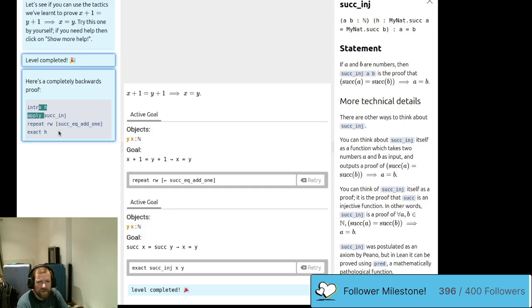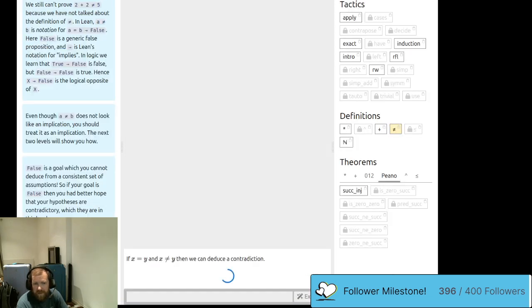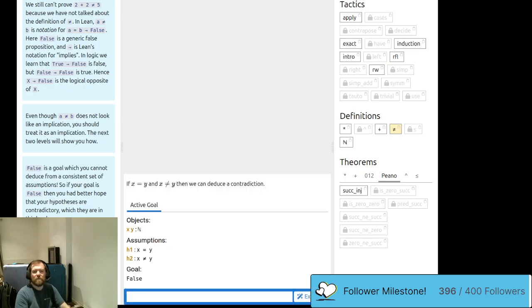Okay, yeah, so they did intro that particular statement. It's probably easier just to use it, but nonetheless. Still can't prove 2 plus 2 does not equal 5, because we haven't talked about the definition of not equals.